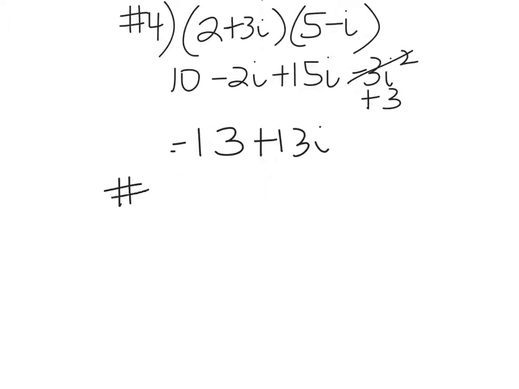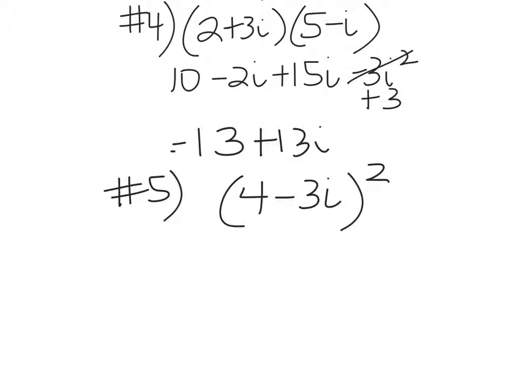Number 5. All right, a couple more. How about this one? 4 minus 3i squared. Okay, if you know how to take a binomial and square it using a shortcut, that's great. If you don't feel confident or comfortable doing that, all you need to do is rewrite this out and FOIL it. Okay? But don't forget there will be a middle term.